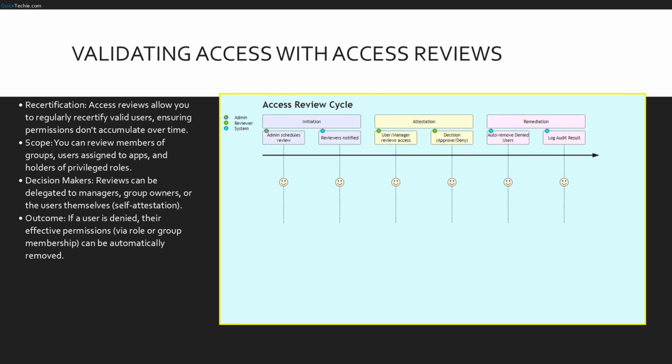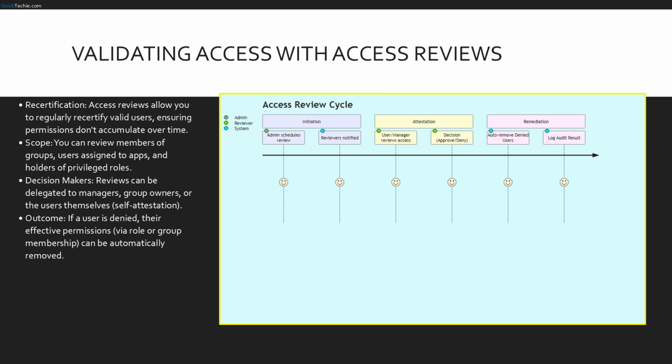Once permissions are configured, how do we ensure they remain correct? We use access reviews. As the first bullet states, this process recertifies access to prevent permission creep. You can target various resources, as listed in the second bullet. This includes groups, enterprise apps, and privileged PIM roles. Crucially, you don't have to do this alone. The third bullet highlights that you can delegate the decision to managers or let users self-attest to their needs. The final result is automated governance.